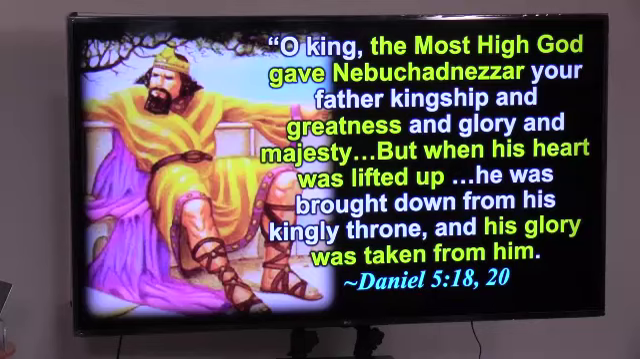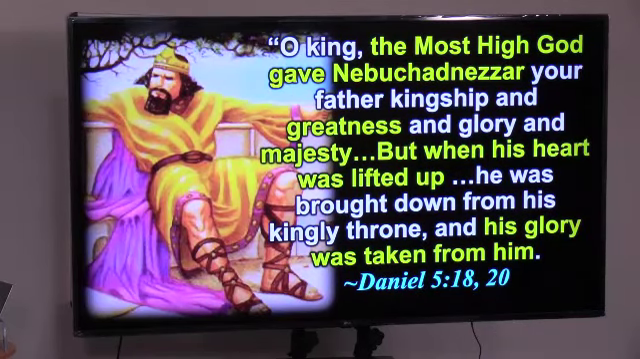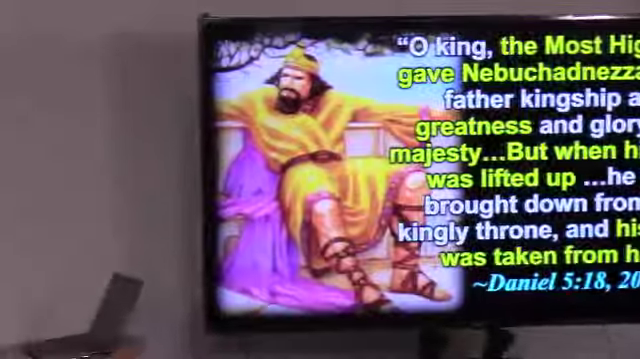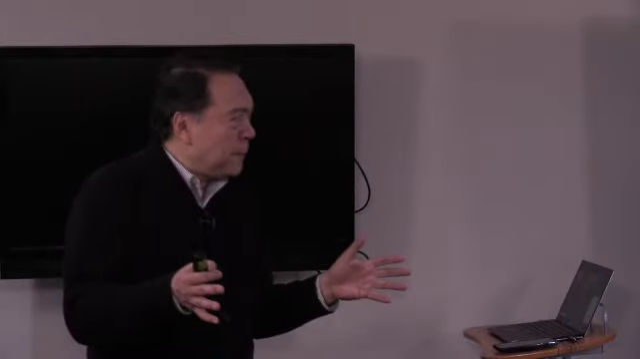O king, the Most High God gave Nebuchadnezzar your father kingship and greatness. But when his heart was lifted up, he was brought down from his kingly throne and his glory was taken from him." So he goes back to Daniel 4. He tells Belshazzar, "Nebuchadnezzar, your grandfather was great, okay? But he was put down by God so he could understand who God was, and he humbled himself.